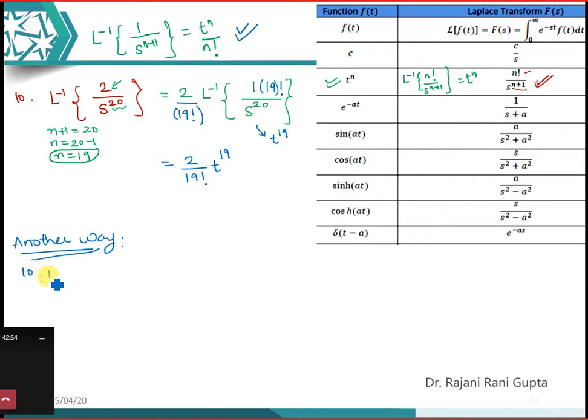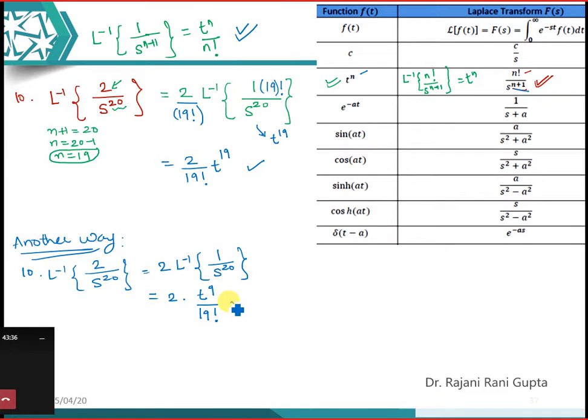Say you have Laplace inverse of 2 over s power 20. Now 2 is a number which is not required. Laplace inverse of 1 over s power 20. Now as per the rule, if it is s power n plus 1, you need n factorial. If it is n plus 1, it gives you t power n, a number less than that. So if it is 20, it gives you t power 19. So you will get 2 into t power 19, and you need 19 factorial there, which is not available. So divide by 19 factorial.